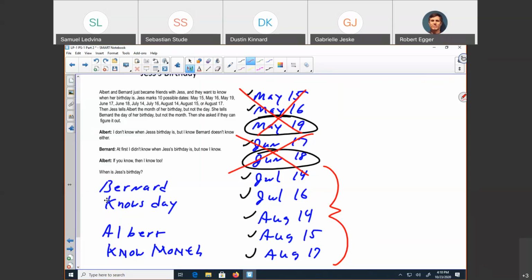Okay. So Bernard knows it. Well, for Bernard to have known it, it has to be either the 15th, 16th, or 17th. Because if it was the 14th, it'd be July or August, and he doesn't know the month. So Bernard knows it. Albert's thinking, hey, that means it can't be the 14th.